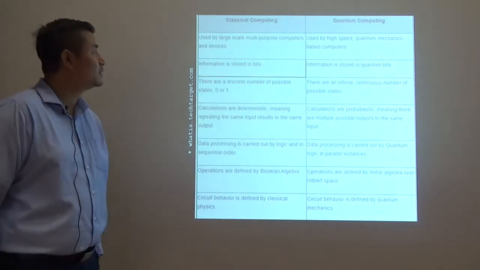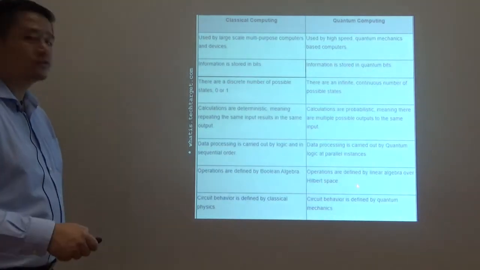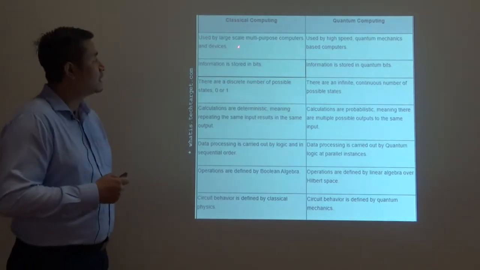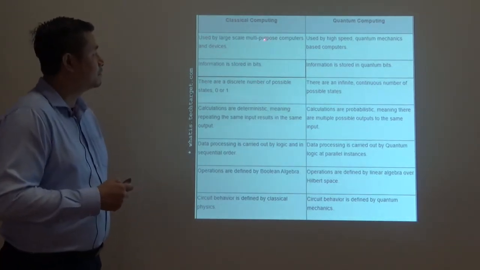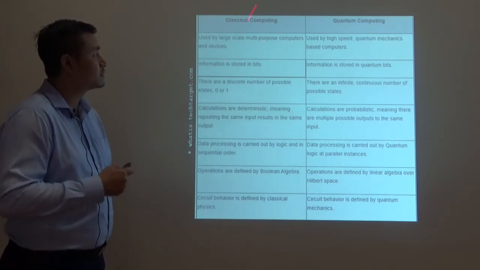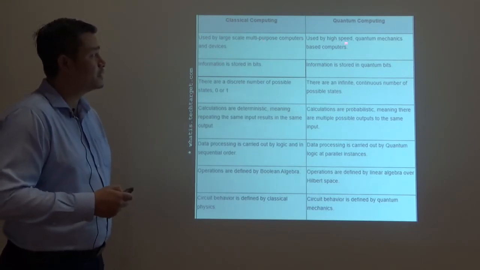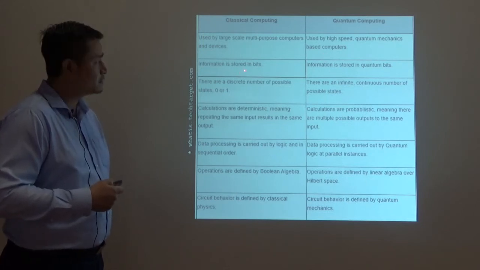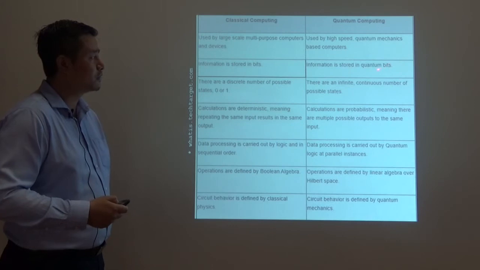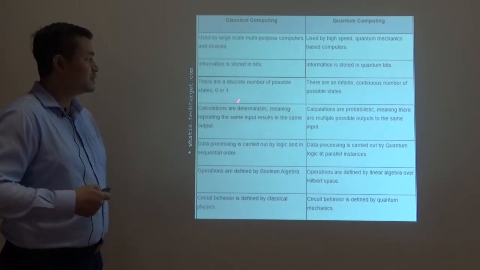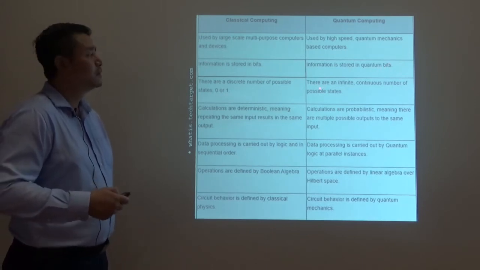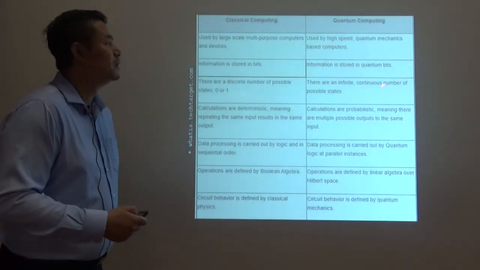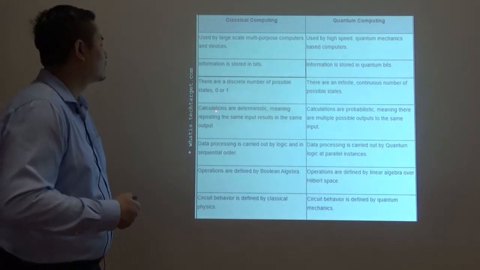So the difference between classical computing and quantum computing, I will just read them out. Classical computing is used by large scale multi-purpose computers and devices. Quantum computing is used by high-speed quantum mechanics based computers. Information is stored in bits in classical computing, and in quantum bits or qubits in quantum computing. Classical has a discrete number of possible states, 0 or 1. Quantum has infinite states, a superposition of 2 to the n basis states, a continuous number of possible states.